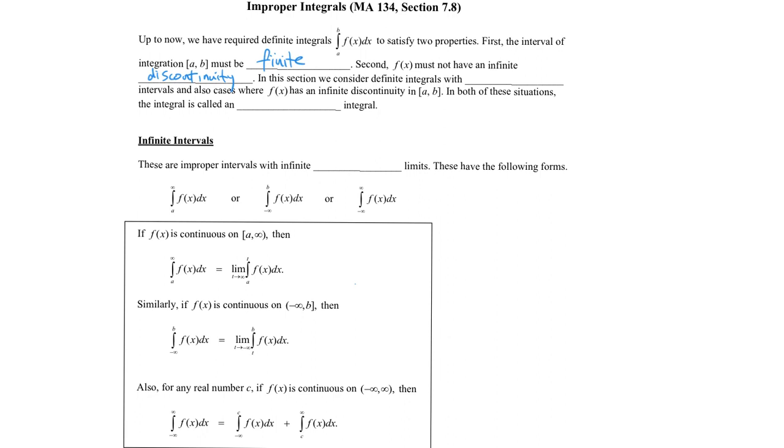Okay, so we're going to change that now. In this section we consider definite integrals with infinite intervals, and also cases where the function has an infinite discontinuity in [a, b]. In both of these situations, the integral is called an improper integral.